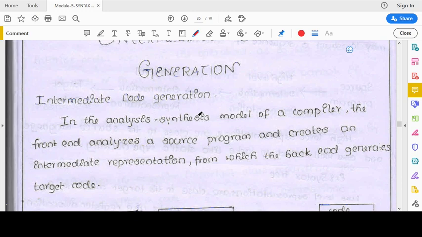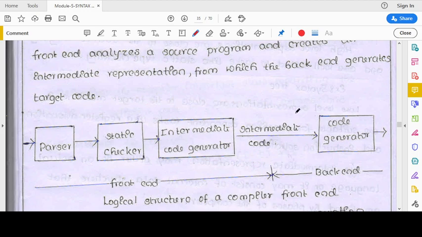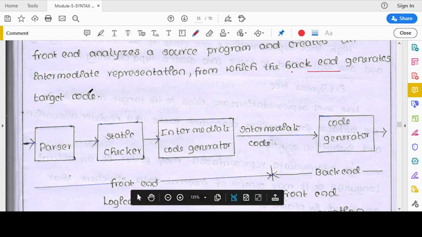So coming to intermediate code generation, this is the phase which comes in the semantics, and in the synthesis model of the compiler, the front end analyzes the source program and creates an intermediate representation from which the backend generates the target code. Okay, so this is relatively towards the other side of the program. This is the backend, as with the parser and syntax analysis, they all come under the front end.